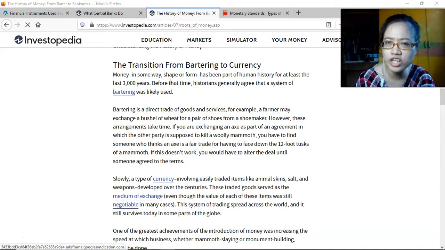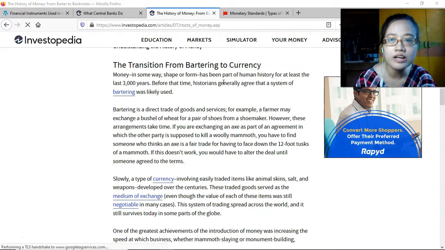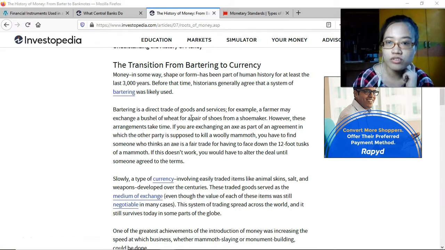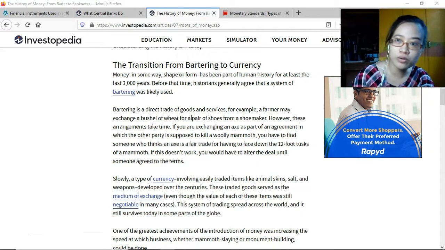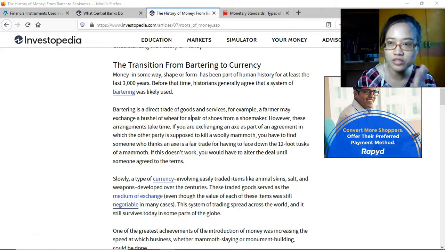Money in some way, shape, or form has been part of human history for at least the last 3,000 years. Before that time, historians generally agree that a system of bartering was likely used. So again, barter, direct trade or exchange of goods and services. So let's say a farmer may exchange a bushel of wheat for a pair of shoes from a shoemaker. However, these arrangements take time because, for example, what if the shoemaker does not want a bushel of wheat because he already has some, right? He wants a chicken. Okay. So there's going to be complications.